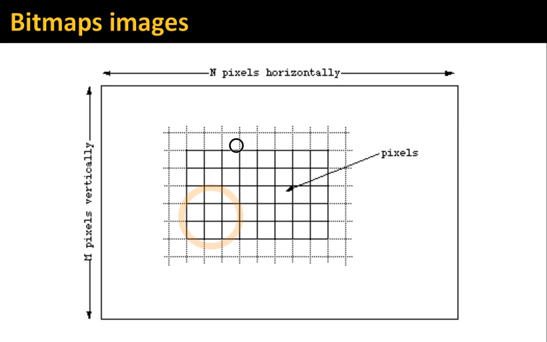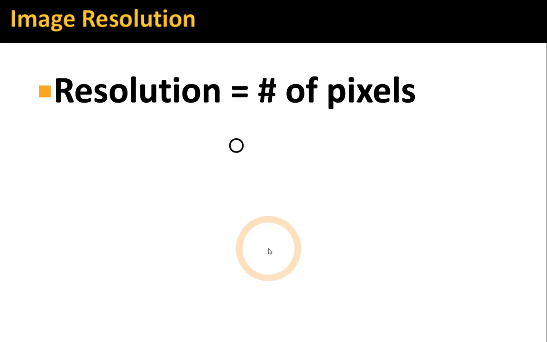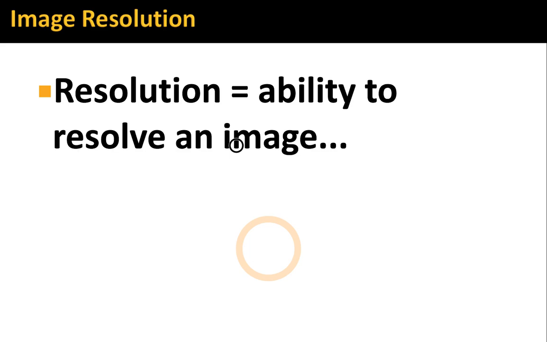Now, what exactly is a bitmap image? All bitmap images are little blocks of color that are mapped to a particular location on a grid. So you can see this one pixel is black and the other ones are white. And so that is what it is, a bit that is mapped to a particular location. So what is resolution? Well, resolution is the number of pixels.